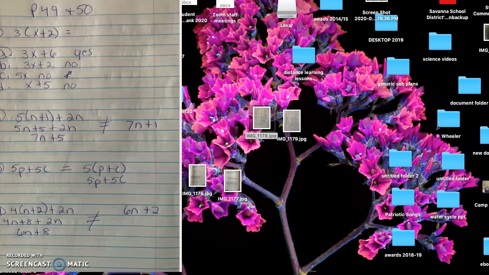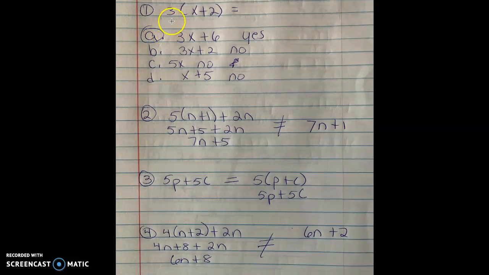Okay, let's see how you did. For question number 1, you should have marked A, because 3 times x is 3x, 3 times 2 is 6. That's called the distributive property, multiplying across parentheses, 3 times x and 3 times 2.